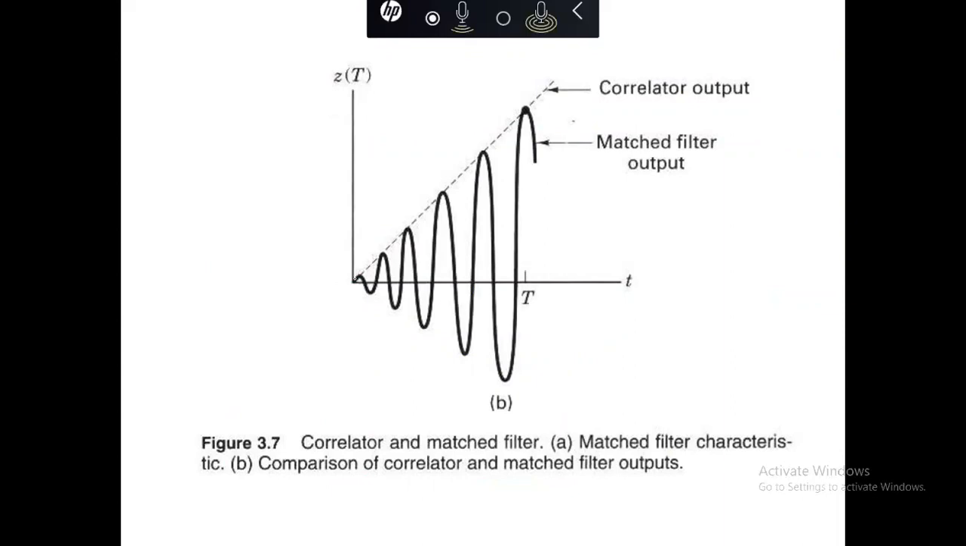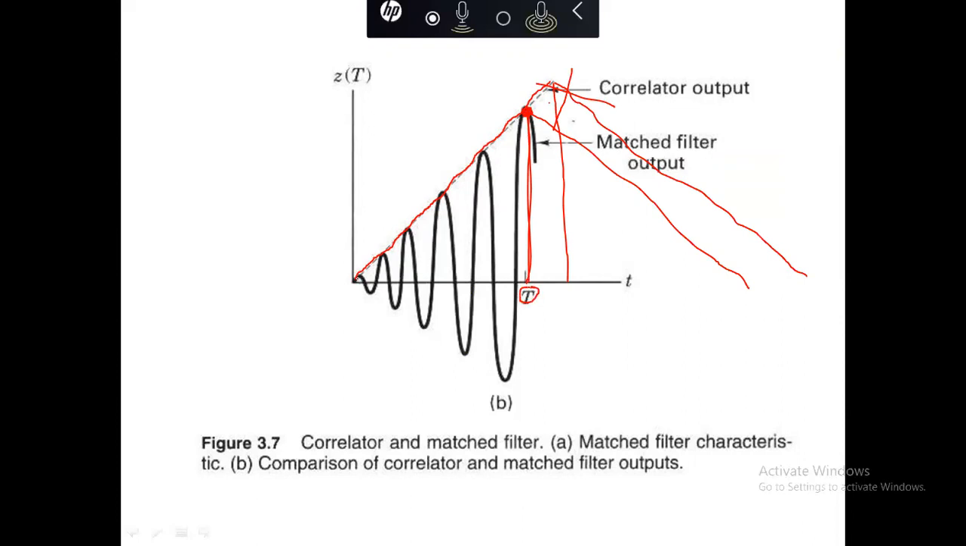In the correlator you are in fact determining the correlation. So if you are minimizing the delay, you are maximizing the correlation. When it moves further, it starts decreasing and it makes a triangle. So the correlator response is like this. It has some maximum value, and this part does not exist. The maximum correlation point is at this t value, at the symbol duration T.